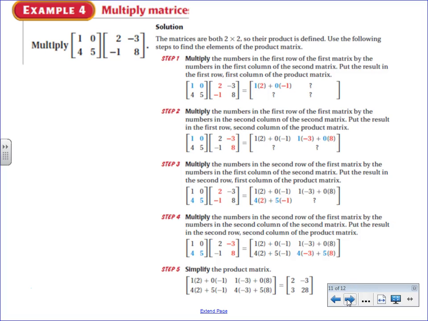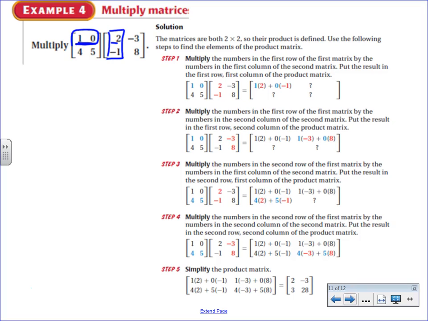So first we need to talk about how we multiply matrices. It's a little bit more involved than adding and subtracting. With adding and subtracting, we just added or subtracted whichever value was in the specific quadrant of the matrix. When we multiply, it's a little bit more involved. So take a look at the first step. If we're looking at the matrix, we take the first horizontal row and multiply it by the first column.